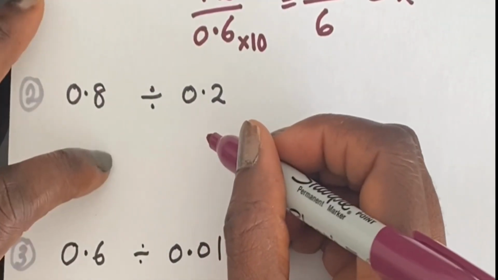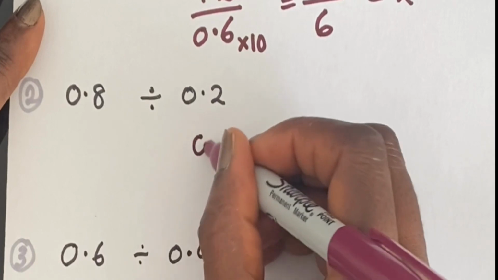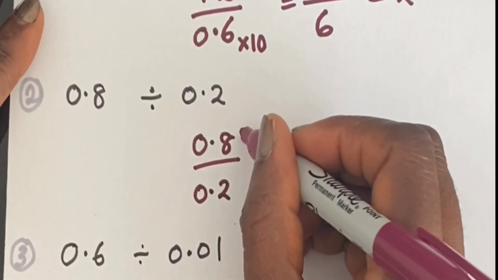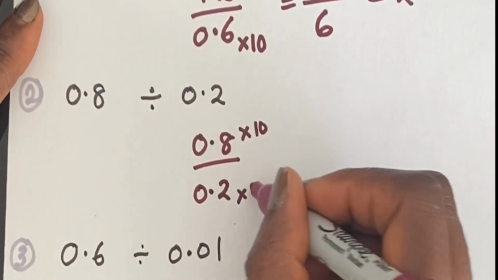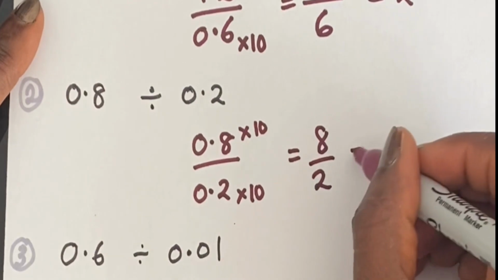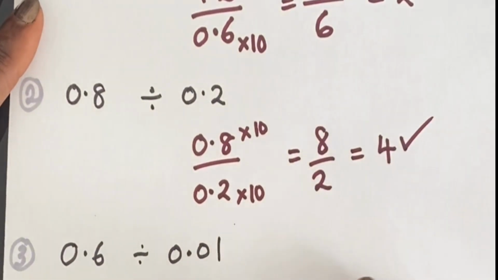Now you have 0.8 divided by 0.2. I'm just going to do it in the same way. If I write it out as a fraction and I times the top and the bottom by 10, then this would become 8 divided by 2, which is equal to 4.